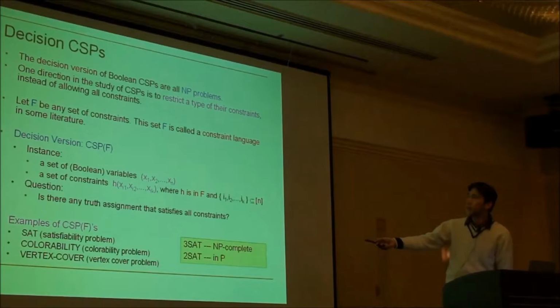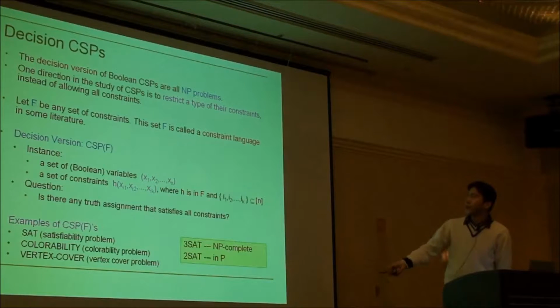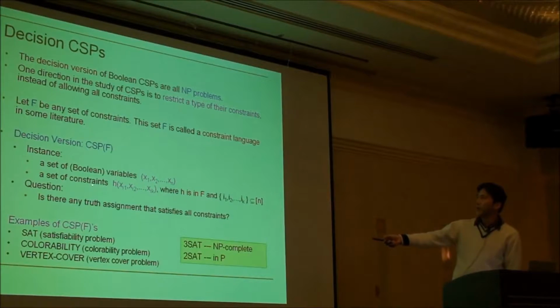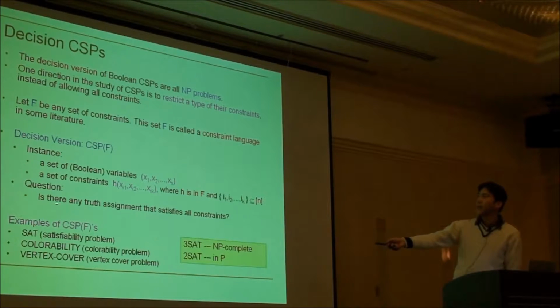More formally, in the decision version of CSP, we write CSP(F), where F is a set of constraints. An instance of this problem is a set of Boolean variables and a set of constraints, where each constraint is chosen from F. Our question is to determine whether there exists a truth assignment that satisfies all the given constraints. Concrete examples include the satisfiability problem and graph colorability, that is, vertex coloring.